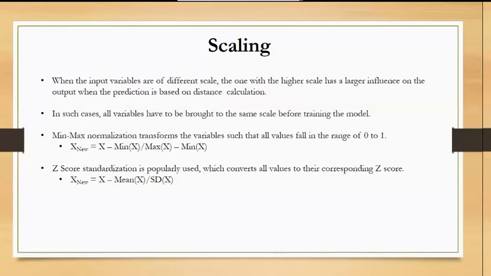The next scaling technique is Z-score, where each value of x is converted to its scaled value by using the formula x minus mean of x, divided by standard deviation of x. Once you have done this, you will find that all variables fall in the same range or same scale.